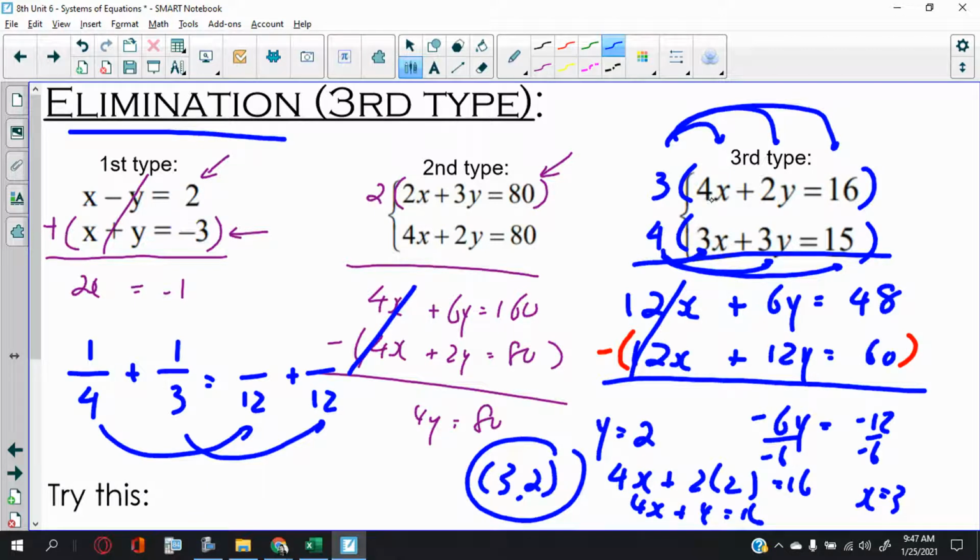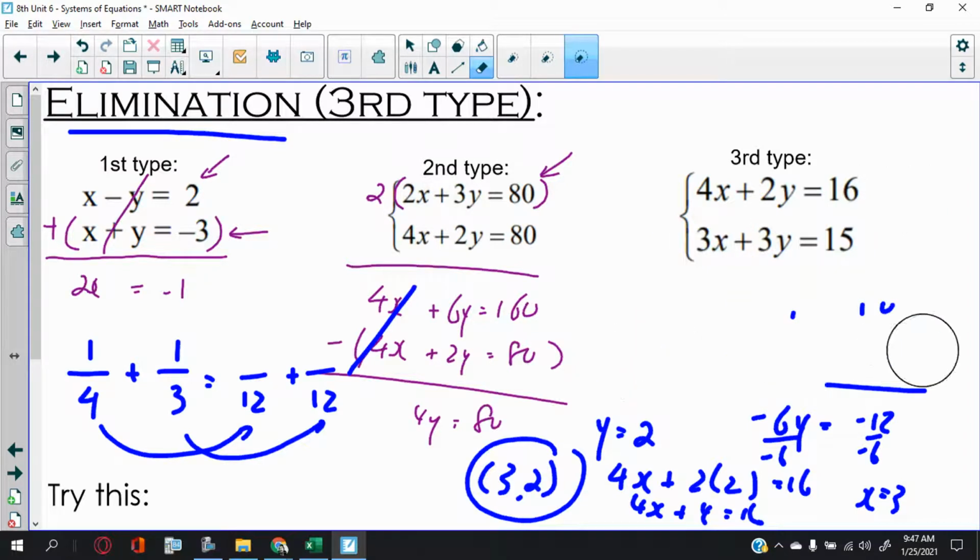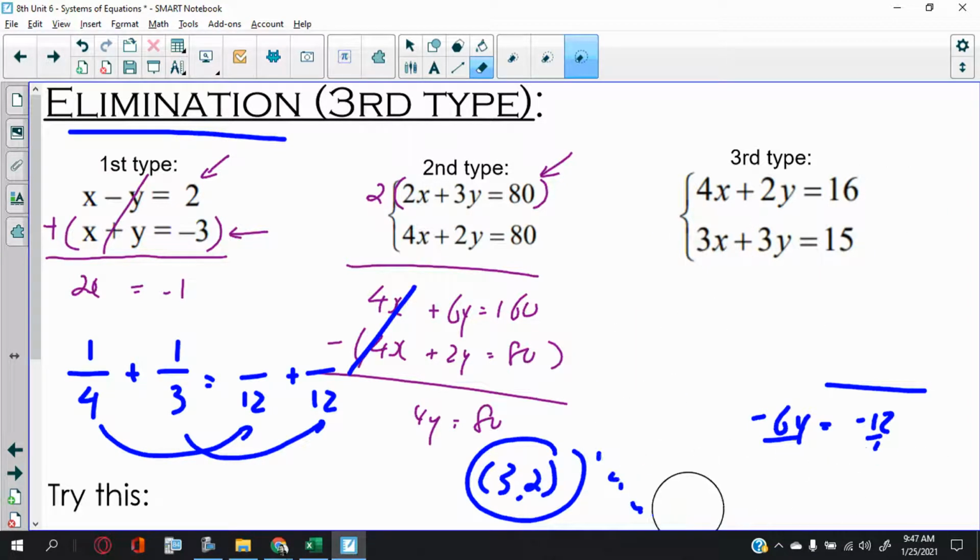What's the lowest common multiple between 4 and 3? 12. Now, you can say, Mr. Ring, can I do 2 and 3 also? You can, sure. Yeah, we can do one together, right? You could do the other one, same answer, right? I'll leave the answer up here just to prove it, okay?